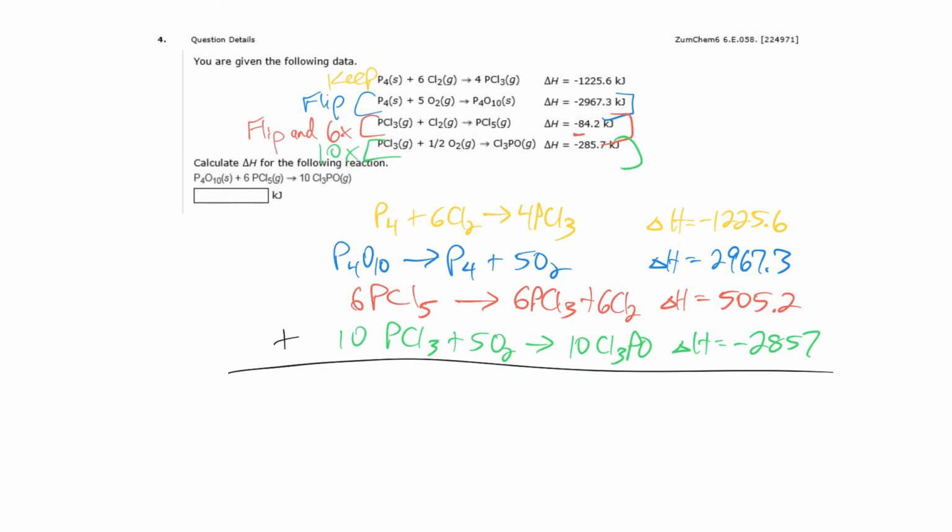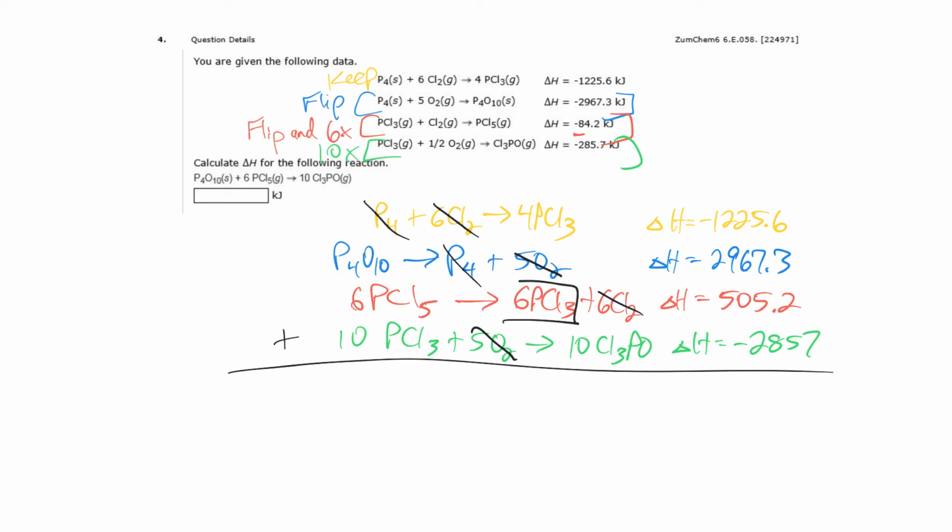Now let's add these reactions together and see if we can indeed recreate the overall equation. If we can, then we did it right. So first thing I notice, 5 oxygen molecules on the right side in step 2 crosses out with 5 oxygen molecules on the left side in step 4. The P4 in step 1 and in step 2 crosses out. The 6 chlorine molecules in steps 1 and 3 cross out.